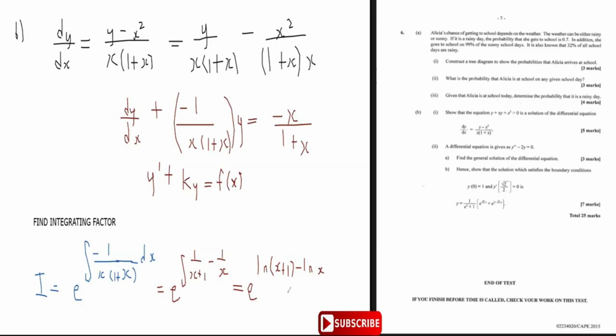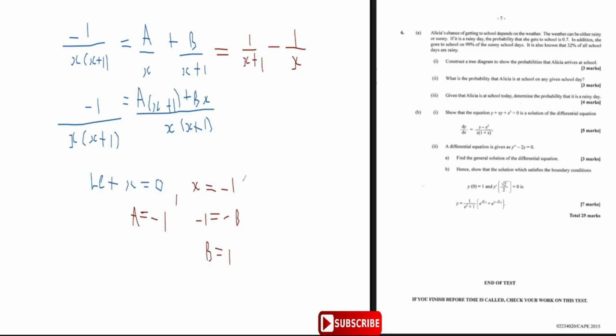Now, log a minus log b is equal to the log of a over b. So that becomes e to the ln of x plus 1 over x. And then what happened? The e and the ln cancel each other. So the integrating factor works out to be just x plus 1 over x. Nice and easy. Now that we have the integrating factor, we can find the general solution.